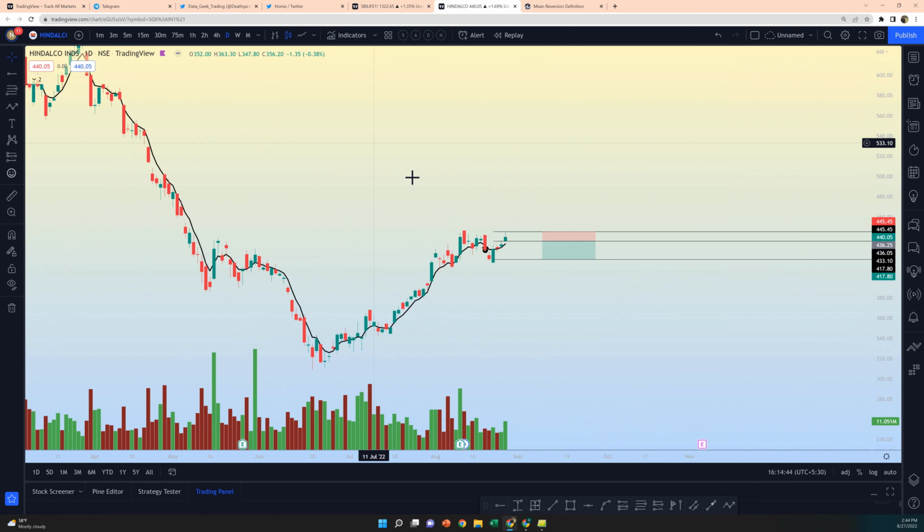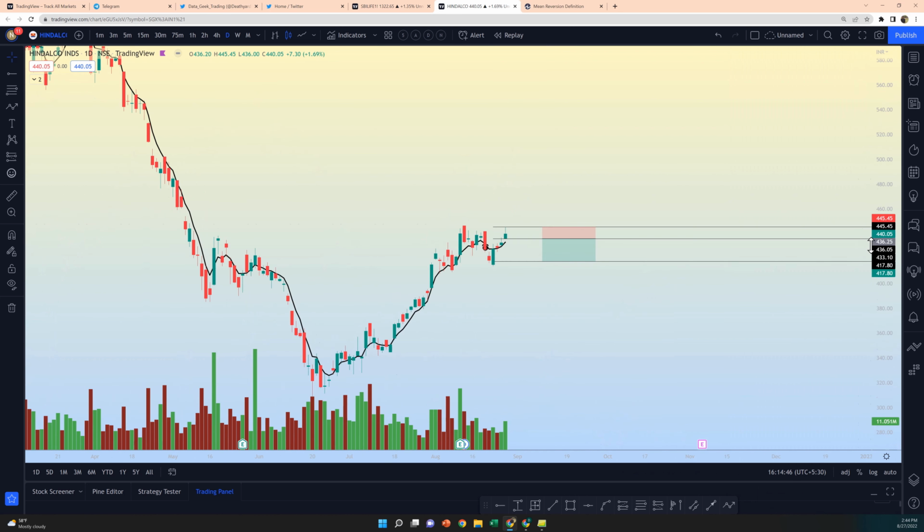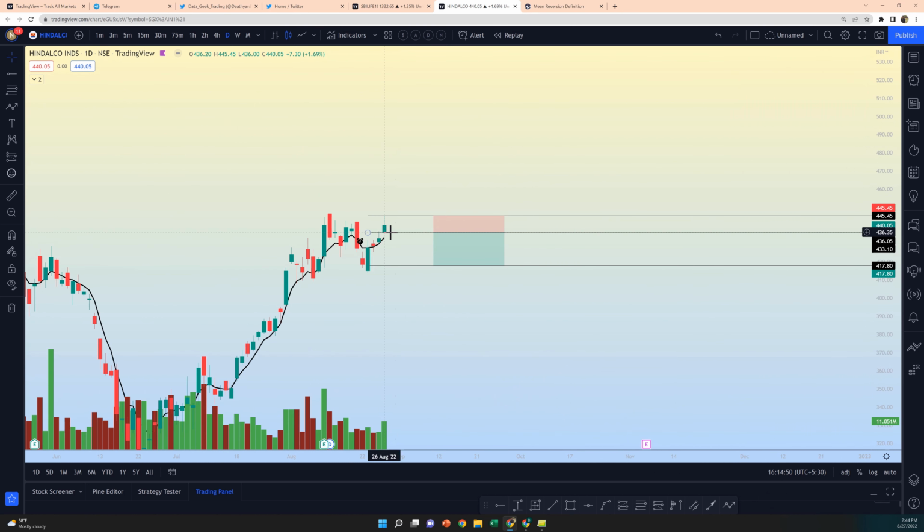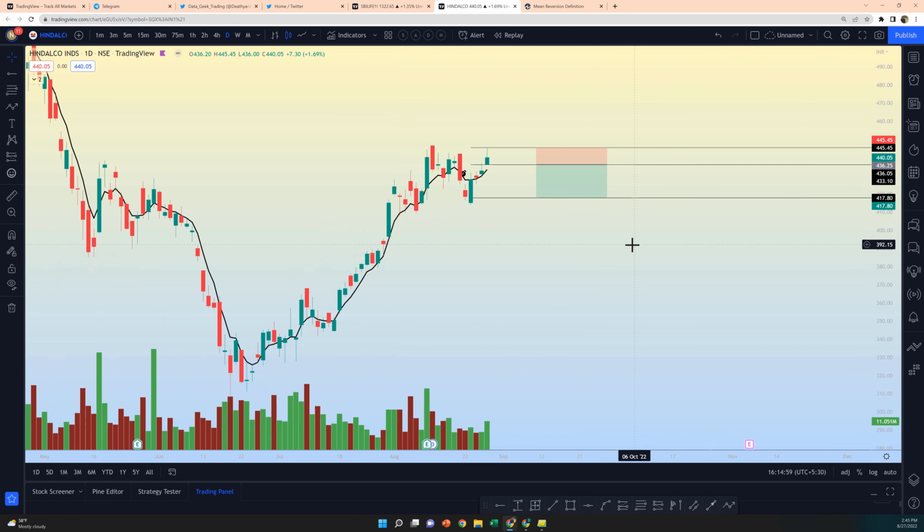So here you see I've already put an alert candle here, because it has closed above the 5-day moving average, and it will tend to come back and then resume its uptrend. So we are not betting against the market, guys. Please don't think that we are going against the trend.